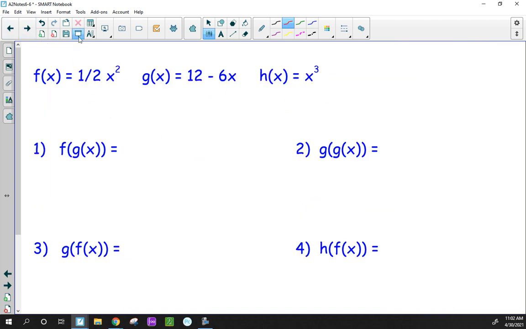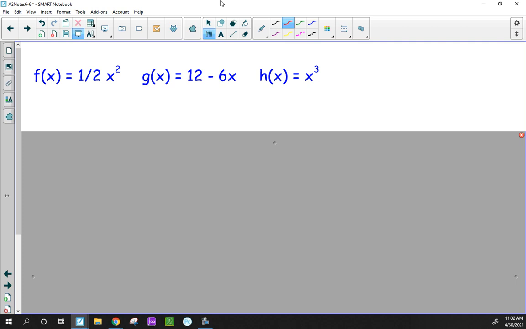Okay, alright, so next slide. I'm changing it up on you. I've now created 3 functions. The f function is 1/2 x squared. The g function is 12 minus 6x. The h function is x to the 3rd.